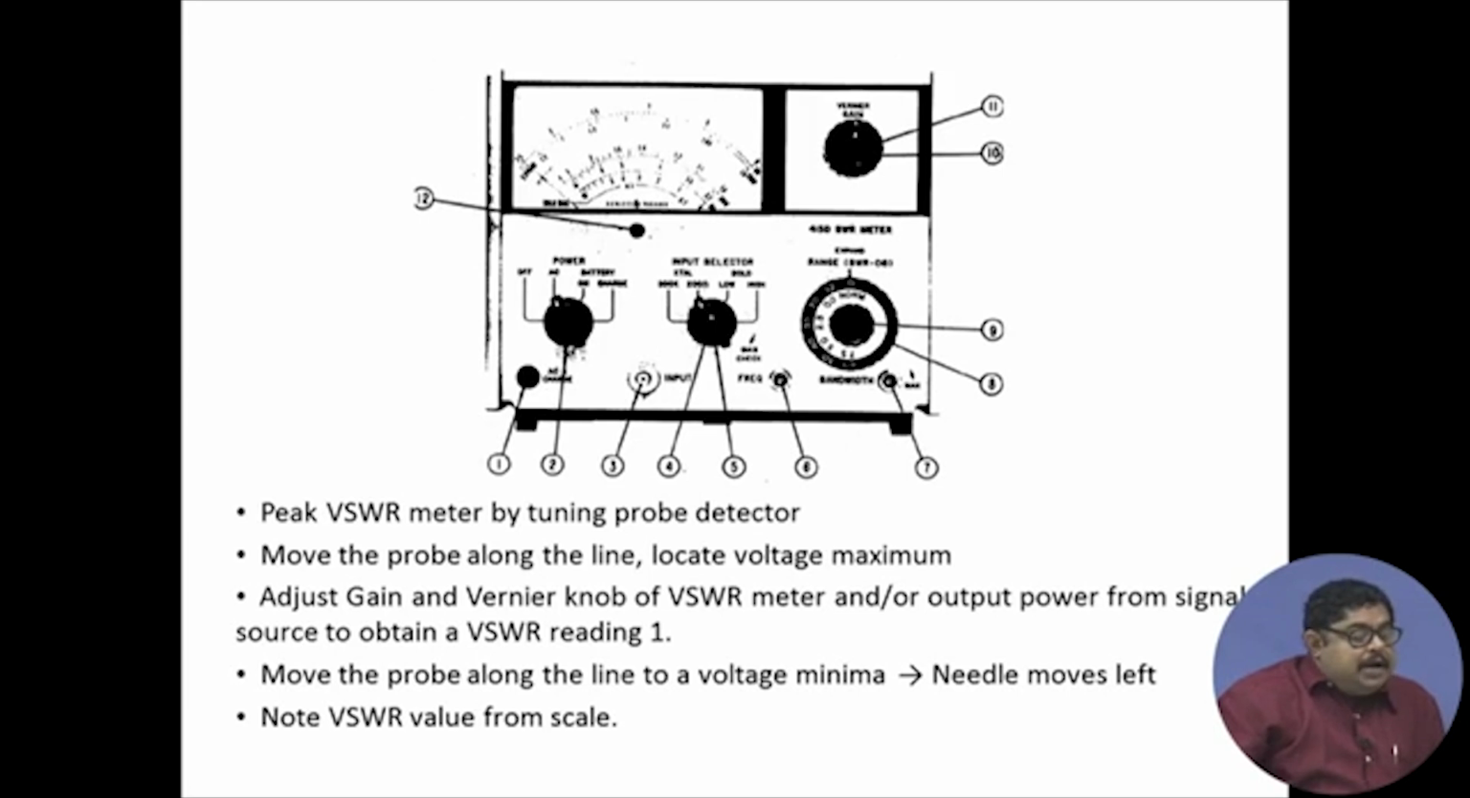adjust the gain and vernier knob of the VSWR meter or the output power to obtain a VSWR reading of 1, move the probe along the line to a voltage minima. That means you are moving, your needle on the VSWR meter display is moving left, and at the point where you are getting minima, note the VSWR value from the scale, that is the VSWR of the line.